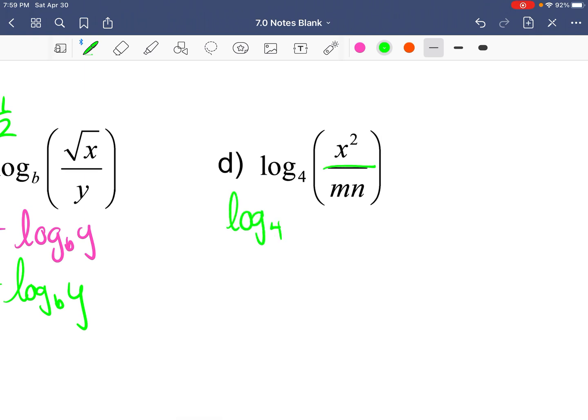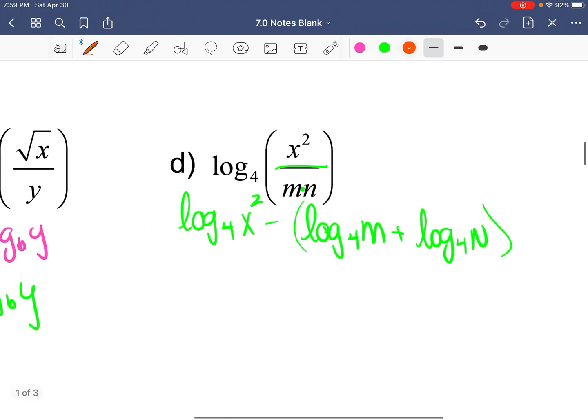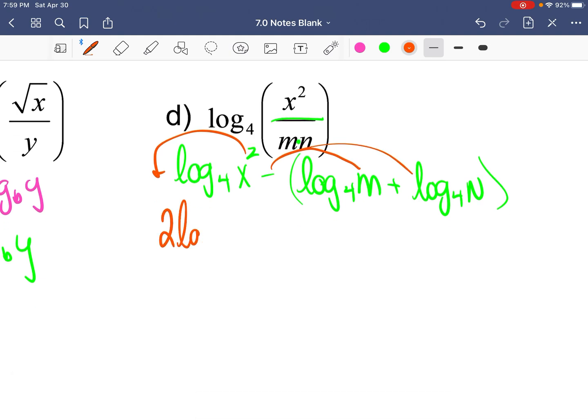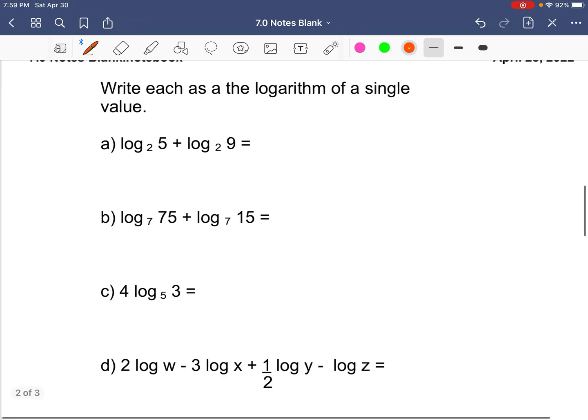For D, we are dividing, so again, we're going to subtract. We're going to subtract everything in this bottom term, so log base 4 of m. These are being multiplied, so we have plus log base 4 of n. And simplifying, we're going to put our exponent out front, distribute our negative to everything, so 2 log base 4 of x minus log base 4 of m minus log base 4 of n.